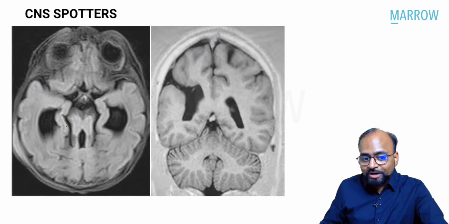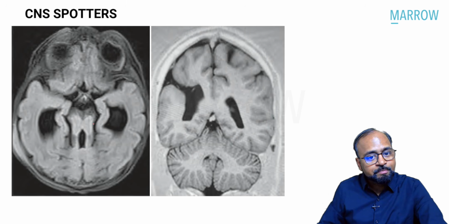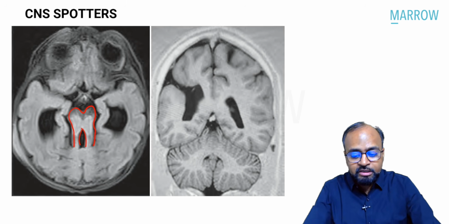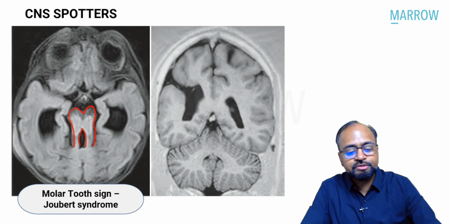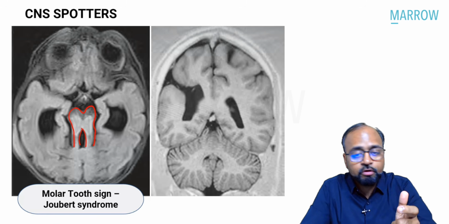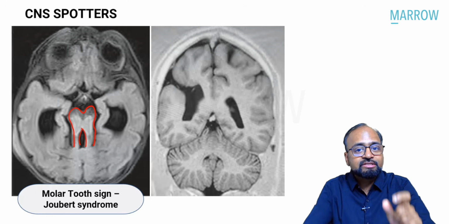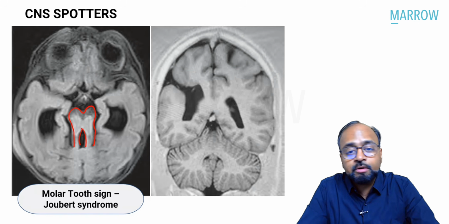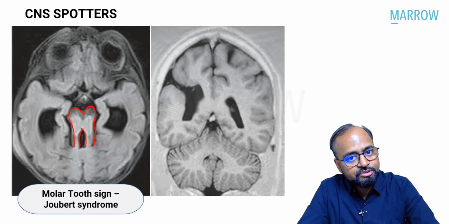Yes. Now, if you look at this classic appearance of the brainstem and the superior cerebellar peduncles, what does this look like? This looks like a molar tooth, isn't it? So, this is the molar tooth appearance seen in what? Seen in Joubert syndrome. It is an abnormality involving the cerebellar vermis. There is elongation of the superior cerebellar peduncles, which gives rise to a typical molar tooth appearance in Joubert syndrome.